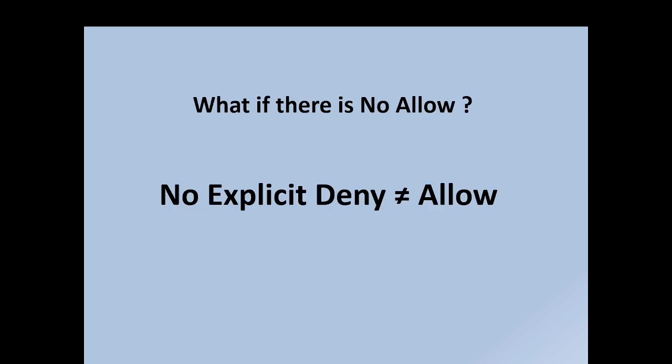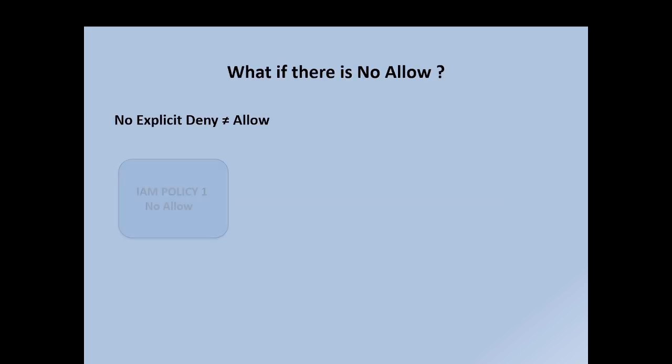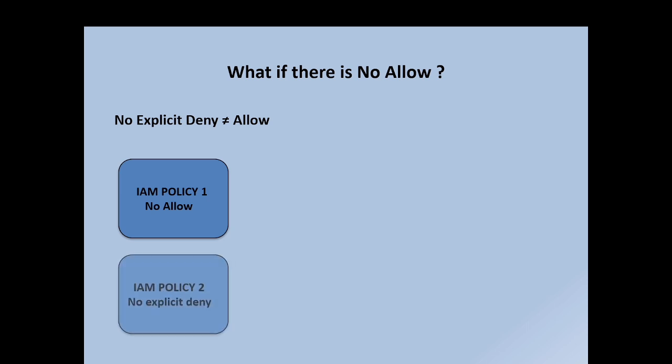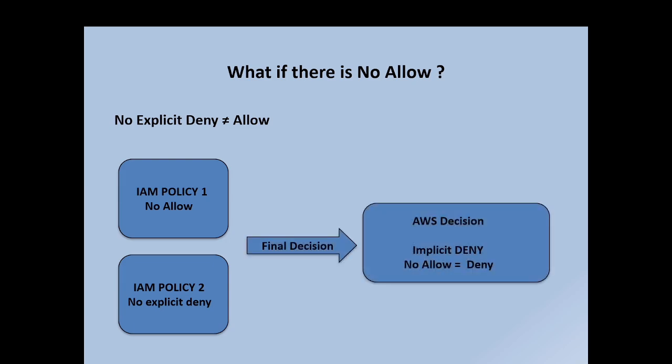Now, what happens if AWS does not find an applicable allow? We know that explicit deny results in deny. But what if there is no explicit deny? Does that mean AWS automatically allows the request? The answer is no. The absence of explicit deny does not mean the request is automatically allowed. If AWS finds no applicable allow, the request is denied. This is called implicit deny. So remember, no allow plus no explicit deny equals implicit deny. The key takeaway is AWS does not require an explicit deny to reject the request. If there is no applicable allow, the request is denied by default. Let's look at an example. So here is policy 1 which says no allow, and another policy has no explicit deny. So the final decision AWS makes is implicit deny. So the request will be denied.